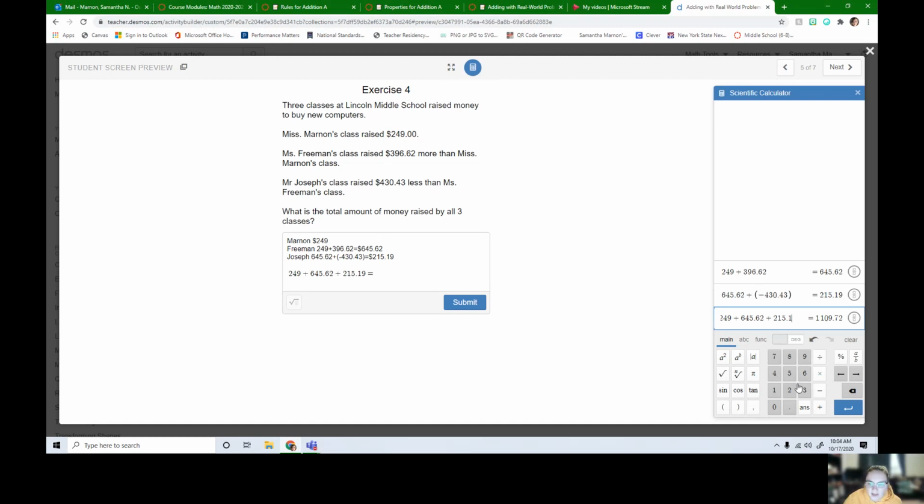And I could already be estimating. That's about 250, that's about 650. So that would be about 900 and then another 200, so a little over 1100 maybe, or around there. And look, here's my answer. I got $1,109.81. When you're all done, hit submit.